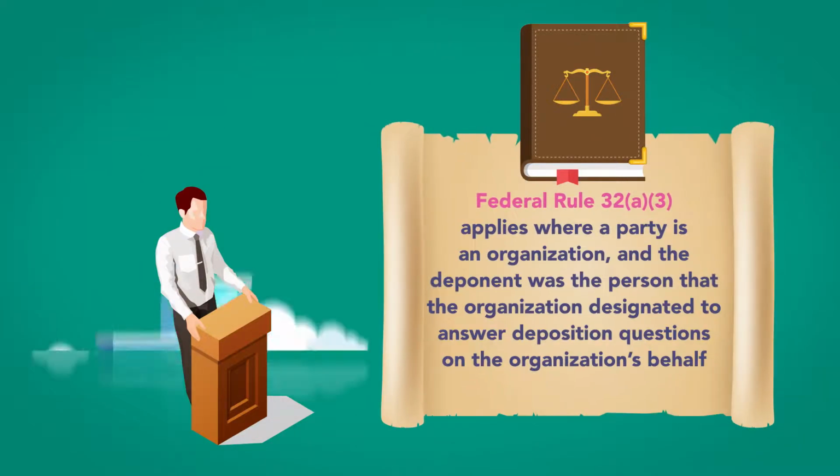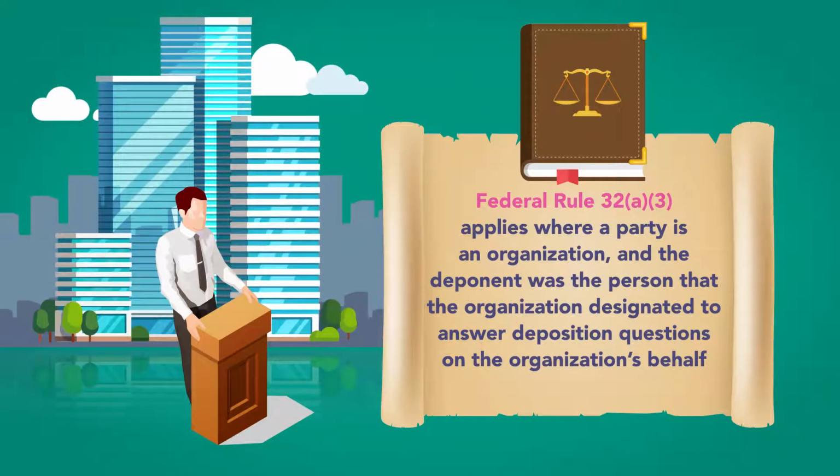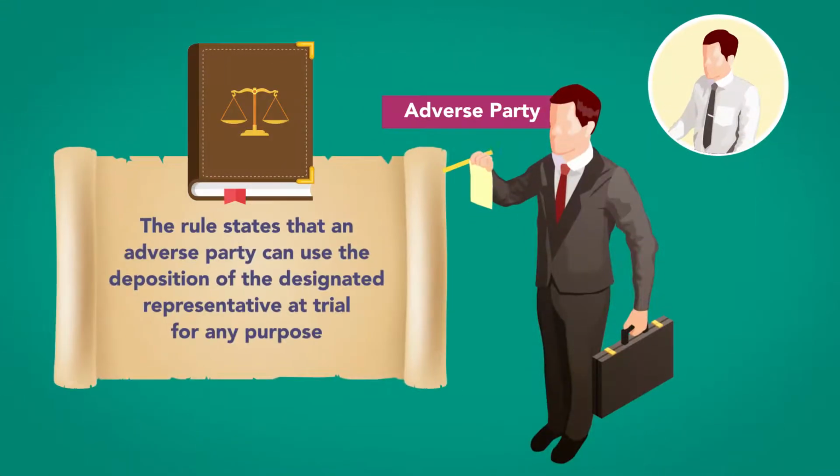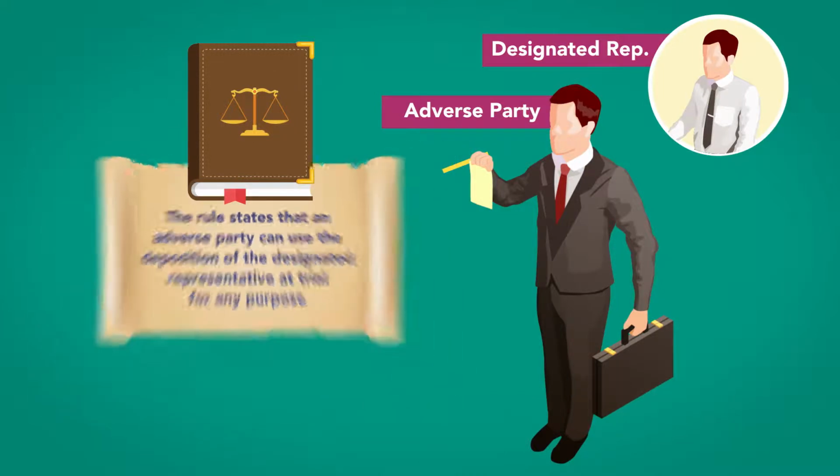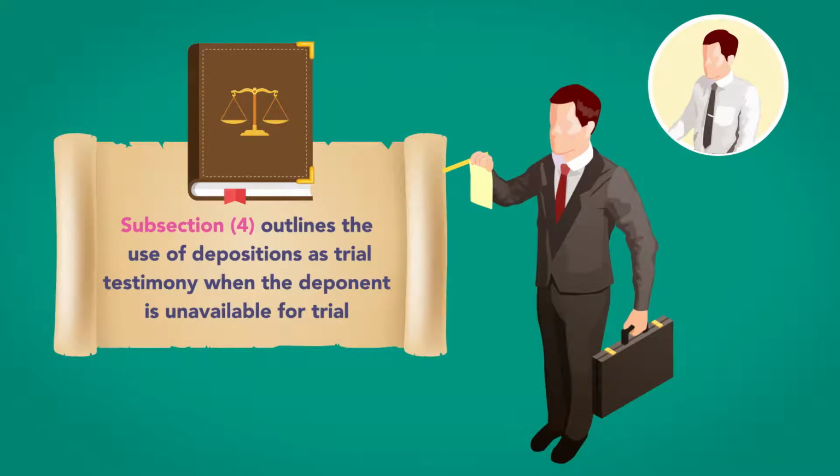Federal Rule 32(a)(3) applies where a party is an organization and the deponent was the person that the organization designated to answer the questions on the organization's behalf. The rule states that an adverse party can use the deposition of the designated representative at trial for any purpose. Subsection 4 outlines the use of depositions as trial testimony when the deponent is unavailable for trial.